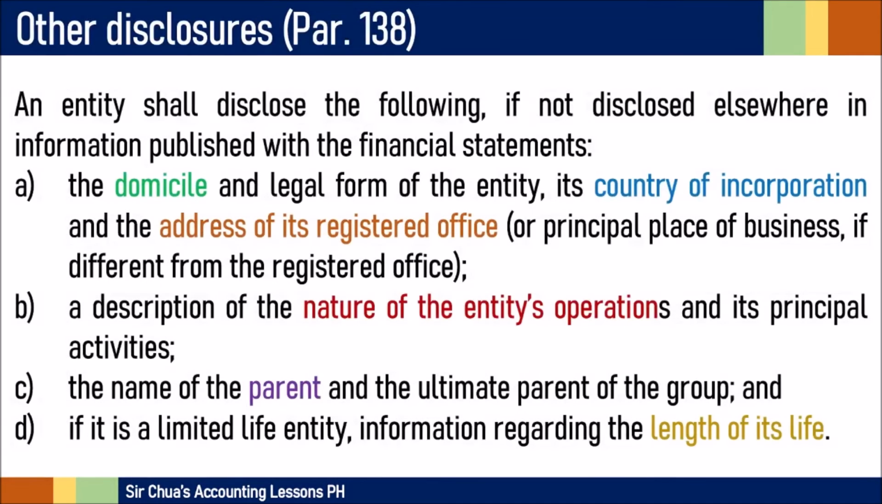And then also, there should be a disclosure of the domicile and legal form of the entity, where it's incorporated, what country, and the address of its registered office or principal place of business. And then the nature of the entity's operations and its principal activities. So you have to tell a bit of a story about what the entity does, what its principal activities are, what the nature of the business is, how they earn, something like that.